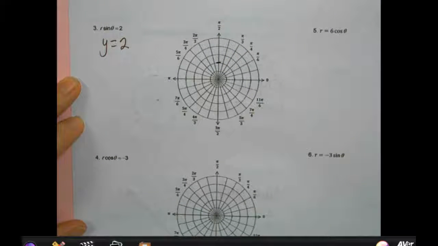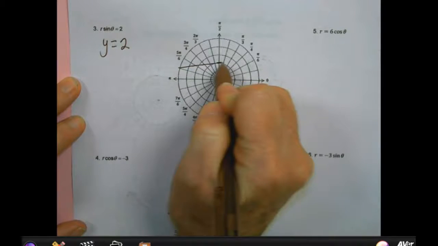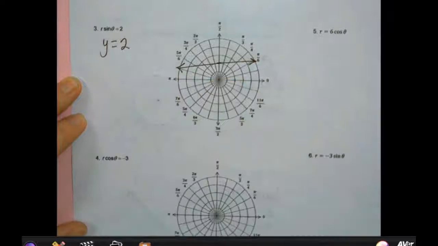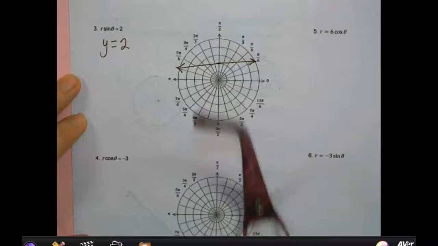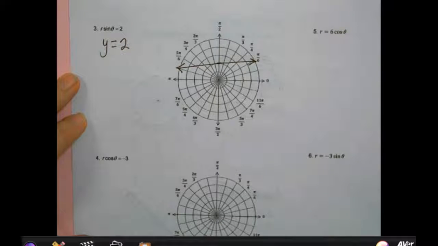So use your handy dandy ID and draw a straight line through y equals 2. I know, it is crooked. And you know, a better teacher would actually make you find all the points, but I think we can do this, right? I think we can.